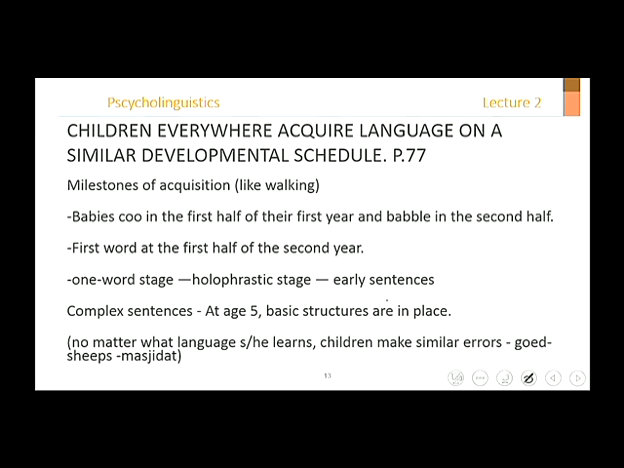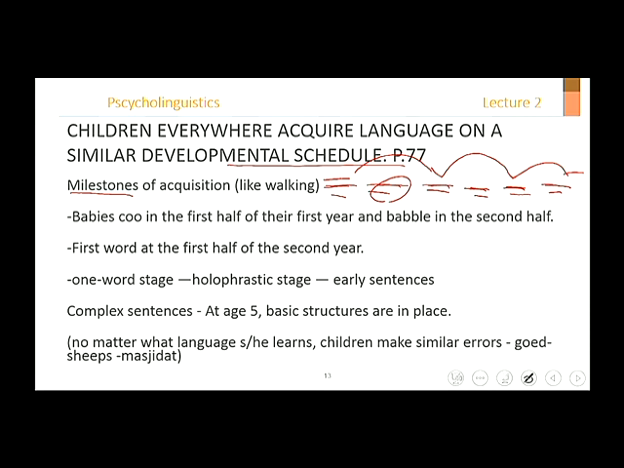All right, children everywhere also acquire language on a similar developmental schedule. There are different milestones for language. What do we mean by milestones? Milestones means, just like walking, we have steps or different stages. And the child has to go through these stages. So a child cannot come at this stage and then skip this stage, and then skip this stage and so on. It does not happen like this.